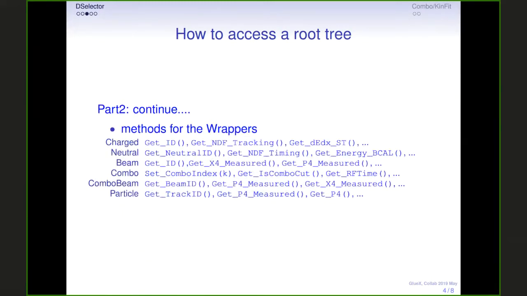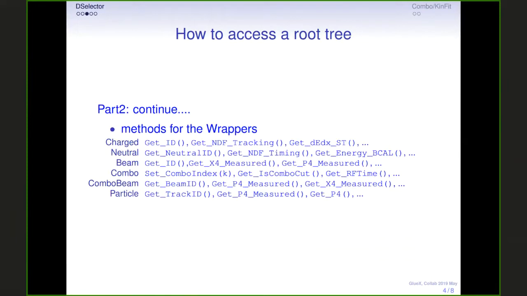Now these wrappers have methods, and some of them are listed here just to give you a basic idea. They're mostly get_something, which means you get some data back out of the root tree. Depending on what type of particle or wrapper it is, they may be completely different, but some of them are also very similar.